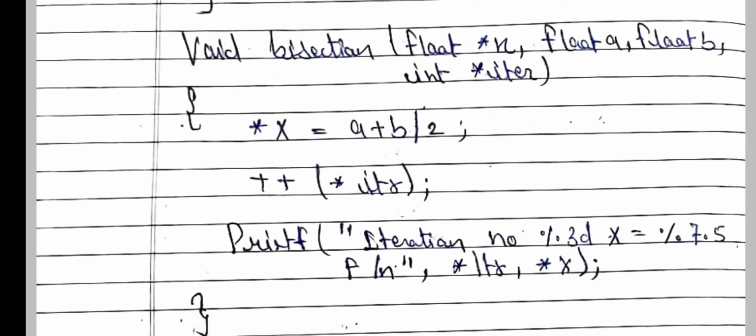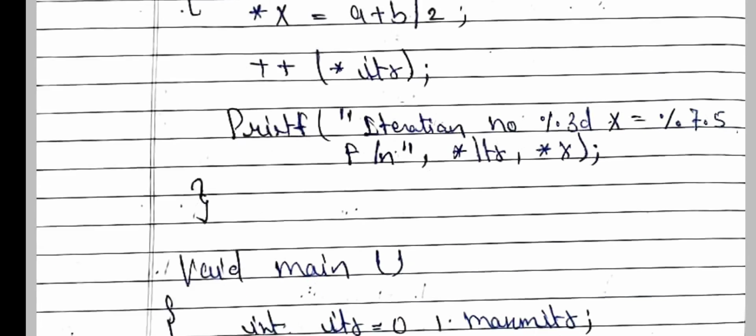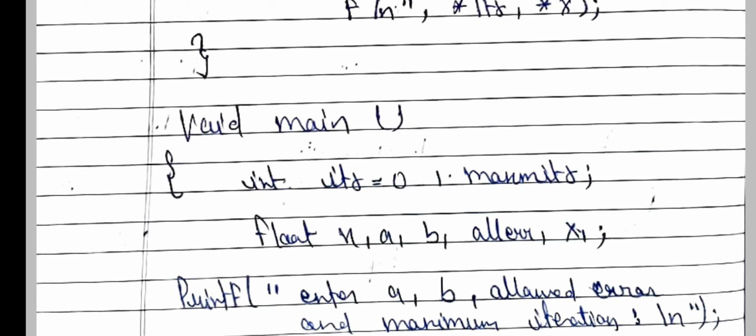In this, float type x is equal to (a plus b) by 2, and the iteration will go up, or you can say be incremented, in the ITR. And now we will print the ITR and pointer of x. Now we are going to discuss the void main function, or you can say the main function of this program.